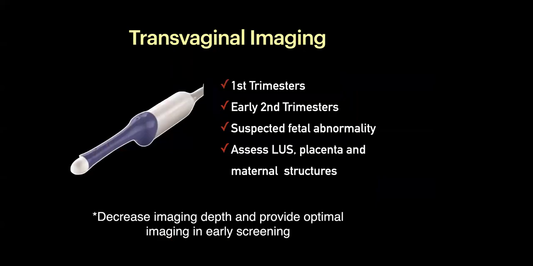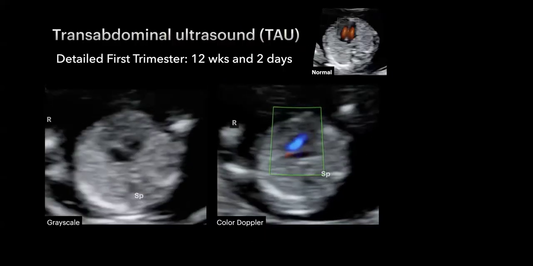Now, how about with transvaginal imaging? This is certainly helpful in the first trimesters or early second trimesters in the event that there is a suspected fetal abnormality or difficult imaging due to maternal body habitus. This allows you to decrease the imaging depth and provide optimal imaging, especially in early screening, but also in assessing the lower uterine segment, for placenta location, especially when you're suspecting placenta accreta. It's certainly helpful in evaluating the maternal structures.